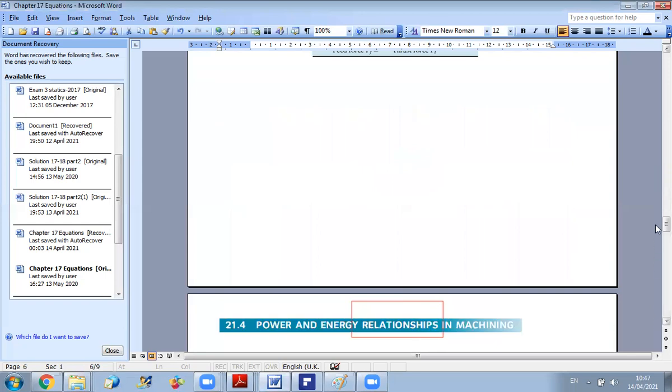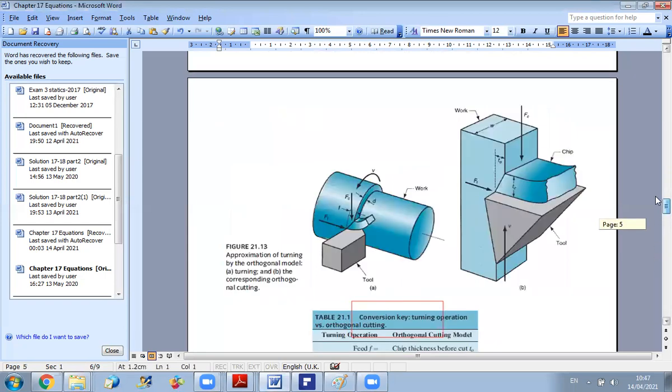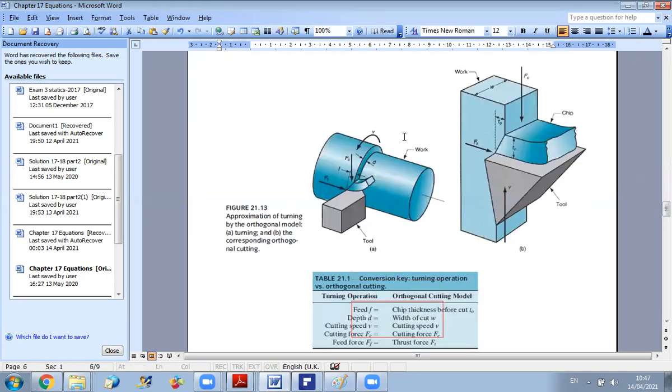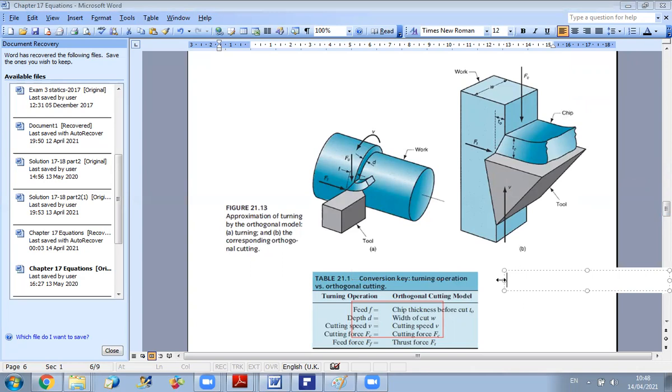Now, concerning the analogy, we have seen it together. This development is for the orthogonal model. Now you can extend all the relations calculated to the turning operation. For example, how do we calculate the removal rate in the orthogonal model? In the orthogonal model, the removal rate is equal to T0 times W times the velocity.